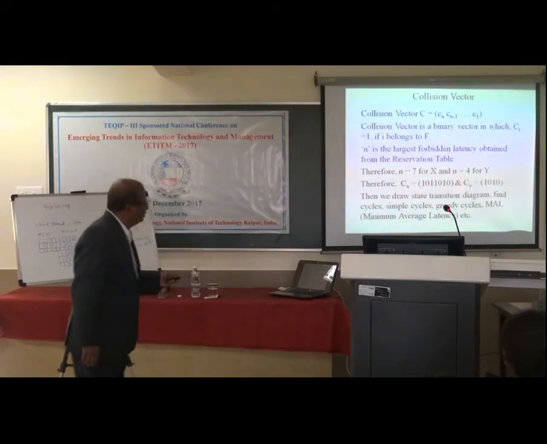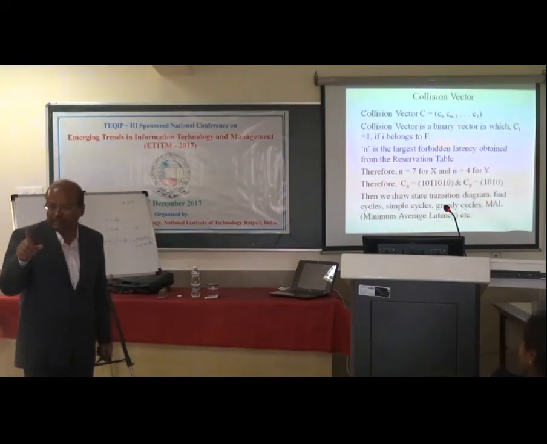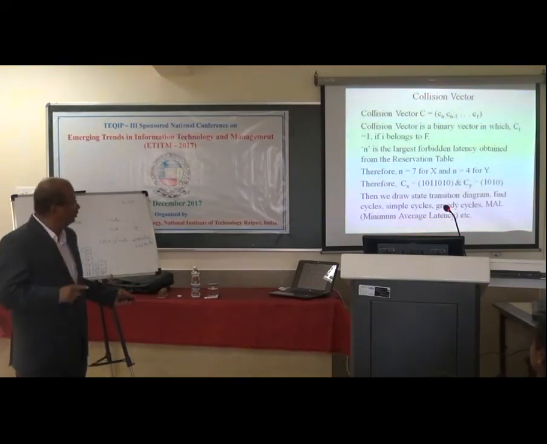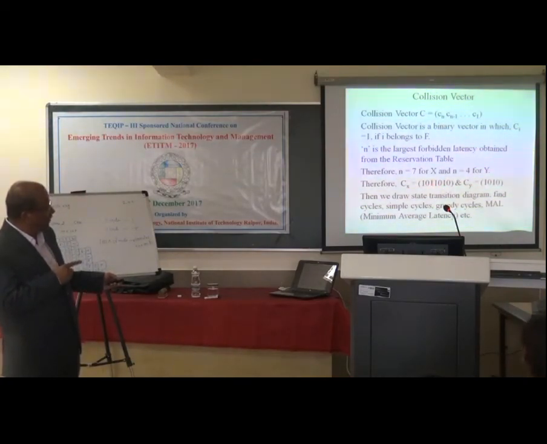This is for x. Is 1 present? No. So it is 0. In the forbidden set of latencies, it was 2, 4, 5, 7. So is 1 a forbidden latency or not? No. So it is 0. Is 2 a forbidden latency? Yes. So it is 1. Then 3 is not there, 0. 4 and 5 are there, 1, 1. 6 is not there, 0. 7 is there, then again it is 1.